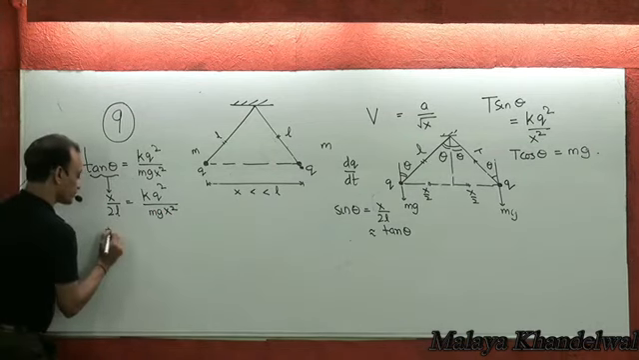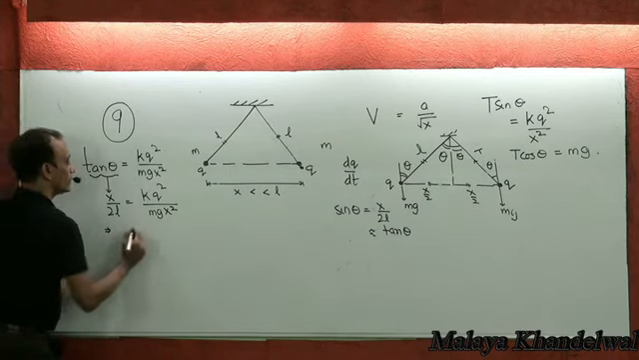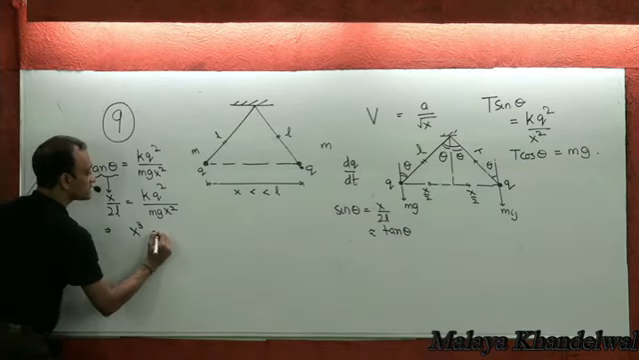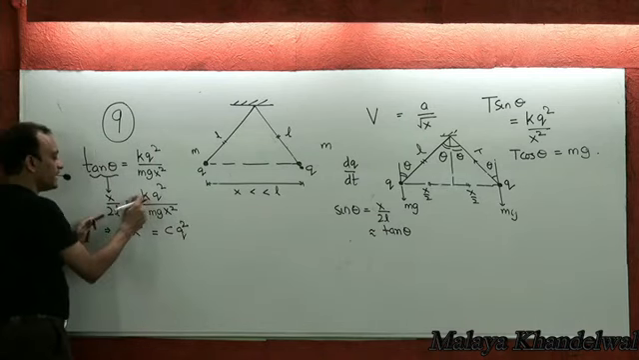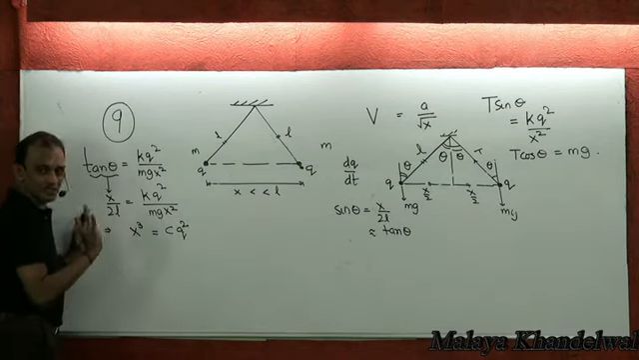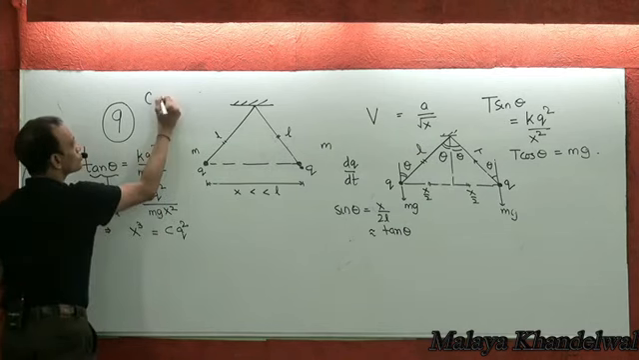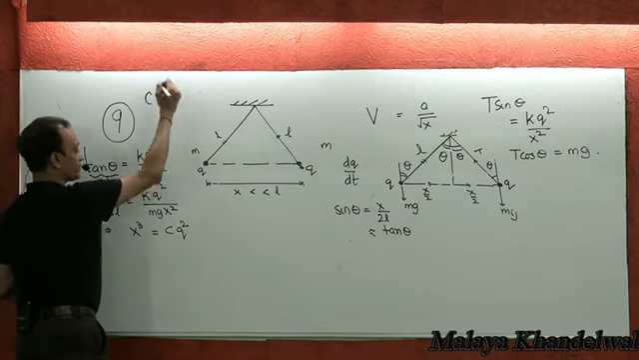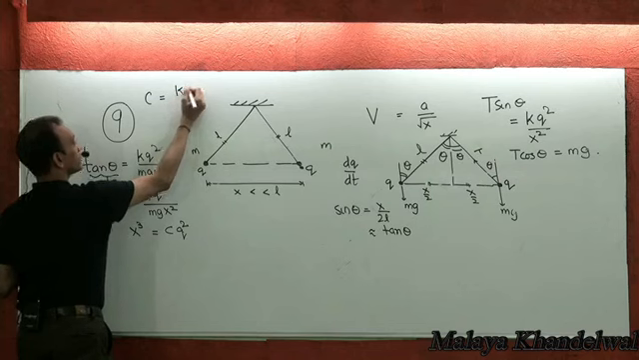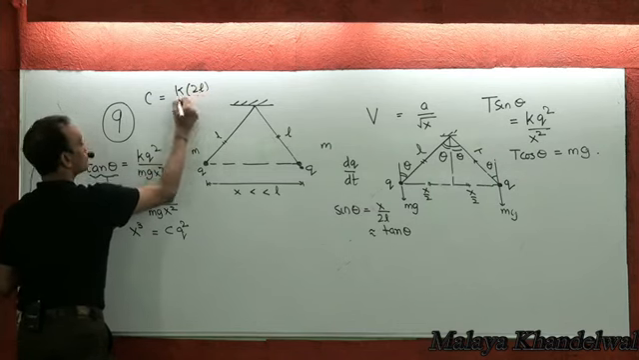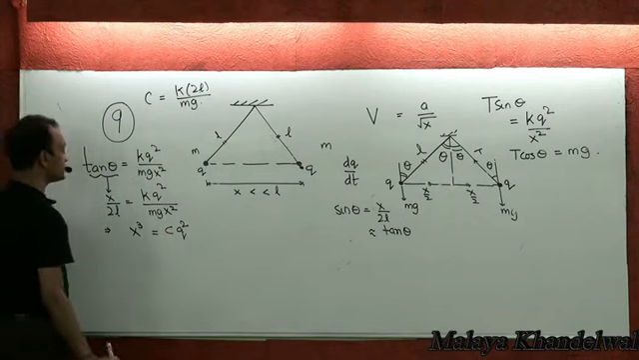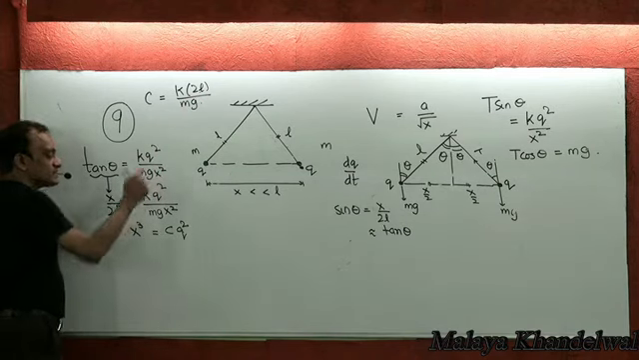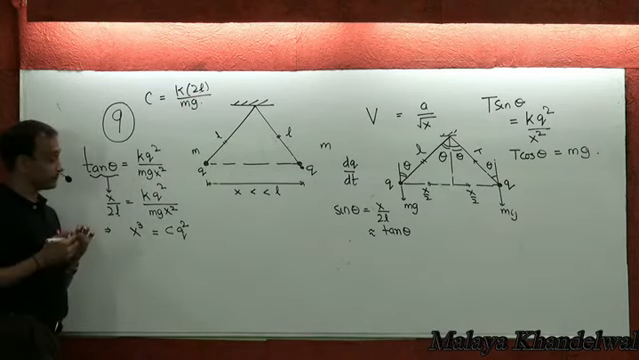Which gives me x cubed is some constant c times q squared, where k into 2L by mg is some constant c, to make it algebraically decent. So x cubed is cq squared.